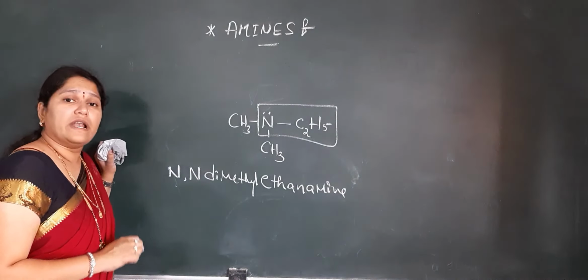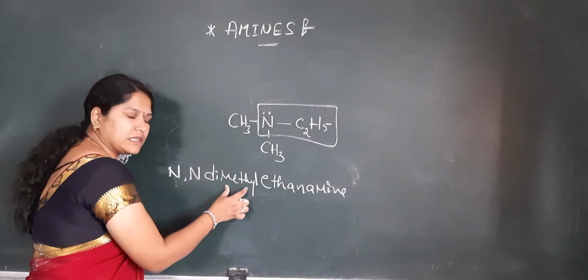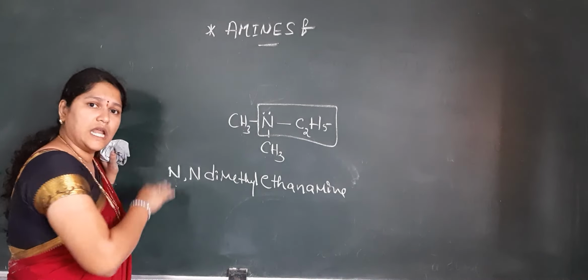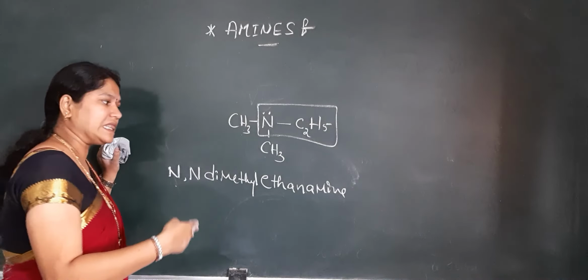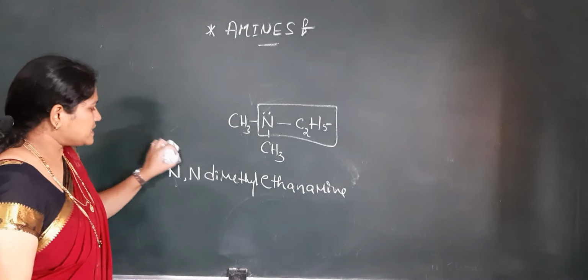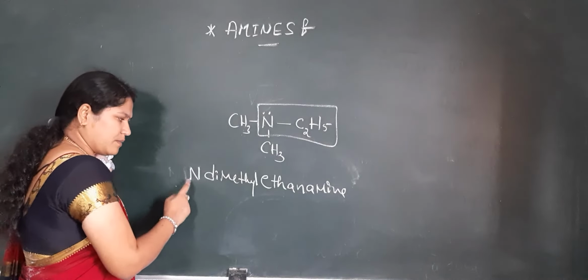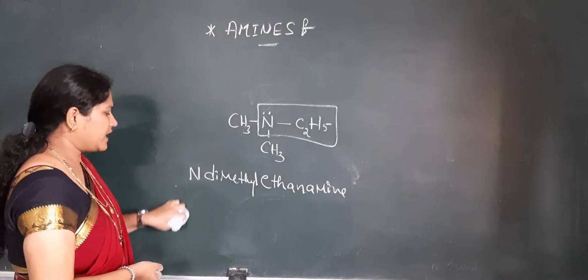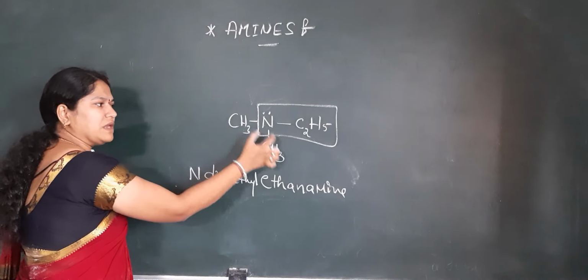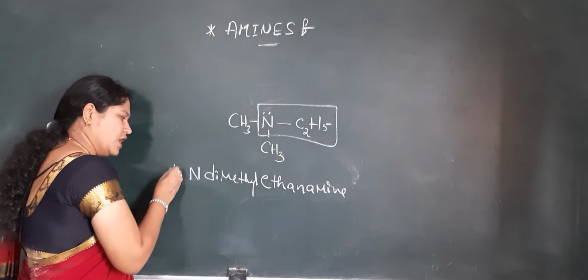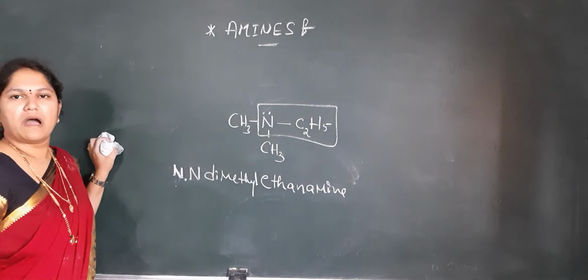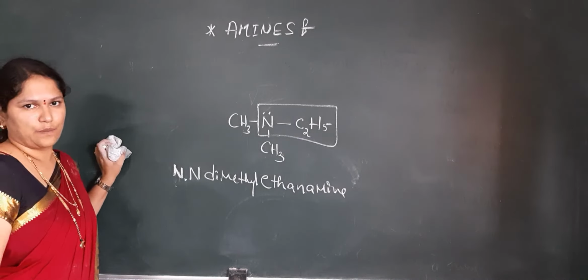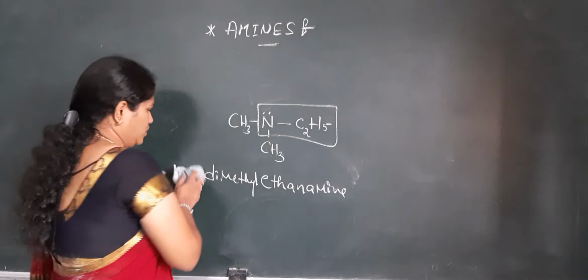So while writing, if you use dimethyl, no problem, but you have to mention the positions. It must be written as N,N-dimethyl ethane amine. Only a single N should come for each methyl group; writing just dimethyl ethane amine is wrong. We have to indicate the position of each methyl group. Therefore, the name becomes N,N-dimethyl ethane amine. Understanding, children?